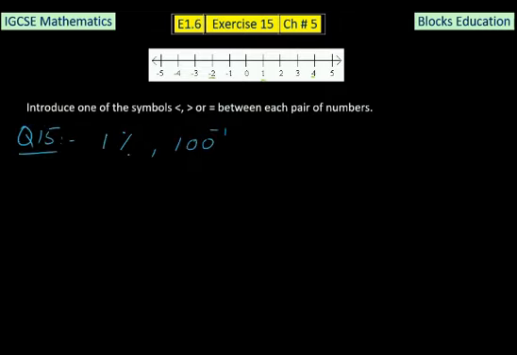In question number 15, we have 1% and 100 raised to power minus 1. 1% can be written as 1 over 100, and 100 raised to power minus 1 can be written as 1 over 100 as well. So they have the same quantity or the same number. It means they are equal. It means that 1% is equal to 100 raised to power minus 1.